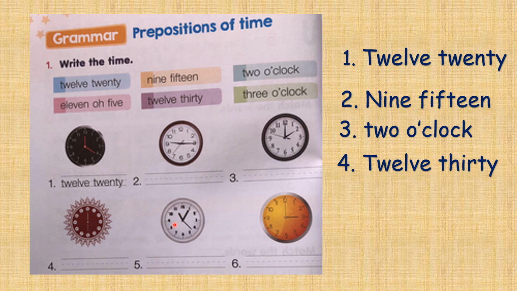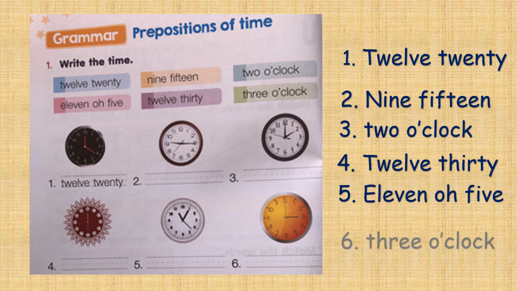Okay, this number 5 clock, the short hand is facing number 11 and the long hand is facing number 5. So that means this is 11:05. Next, the number 6 clock, the hour hand is facing number 3 and the long hand is facing number 12. So that means this is 3 o'clock.